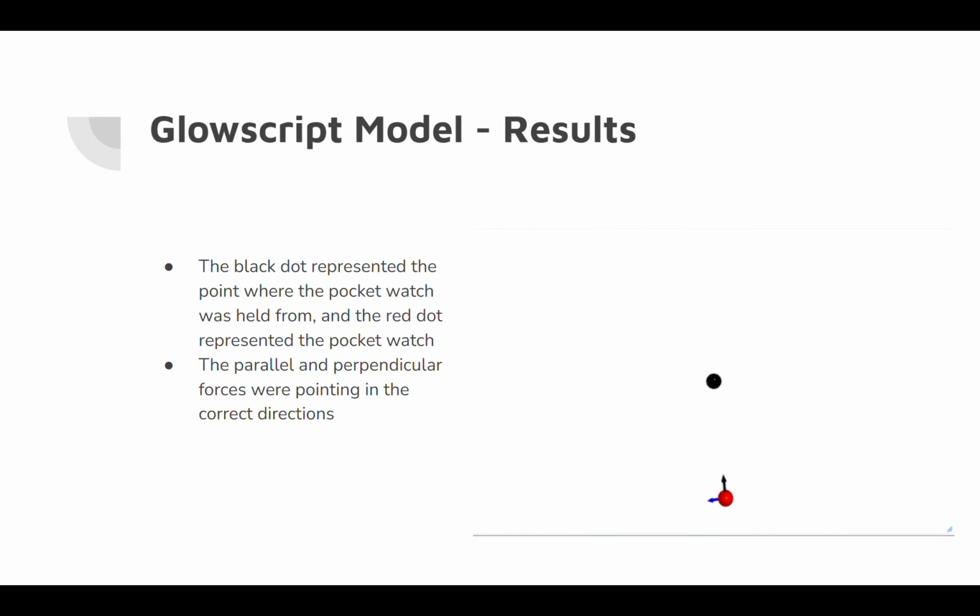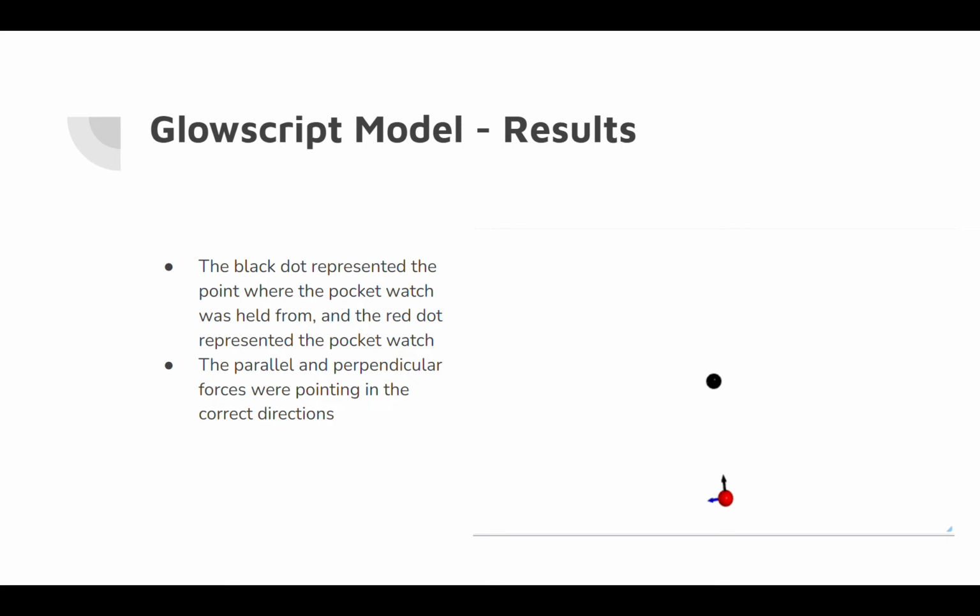The results of the model can be seen on the right, where the black dot represents the point where the pocket watch is held, and the red dot represents the pocket watch, with the black arrow representing the perpendicular force, pointing orthogonal to the parallel force and pointing towards where it was being held. So that's where the perpendicular force was pulling it towards. And the parallel force points in the direction of motion. As you can see right now, the watch is on the right, but it would be swinging to the left, and so the parallel force is pointing in that direction as the watch swings to the left. That's where the watch is accelerating at that moment in time.